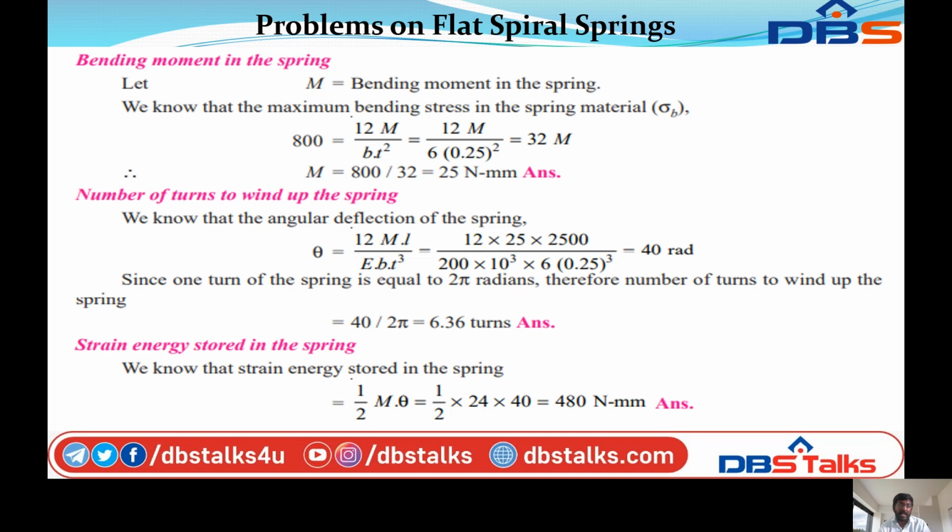So last one, we can calculate the strain energy stored in the spring. We know that the strain energy stored in the spring is half into M into theta. Substituting the values, 1 by 2 into M 25 into theta 40. So we can calculate the energy stored in the spring as 500 newton millimeter. So this is the problem solved.